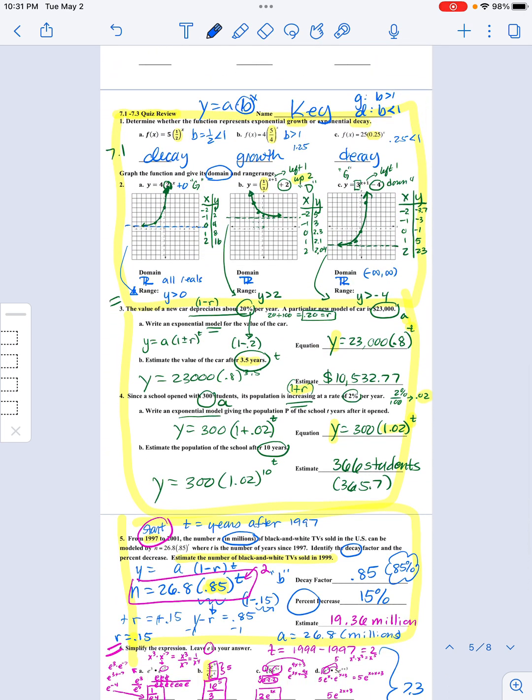I'll make sure to put an answer key online that shows the graphs because the current one doesn't. I must have just spaced it out and didn't do it. So hopefully you feel better about it, and hopefully you ace the quiz.